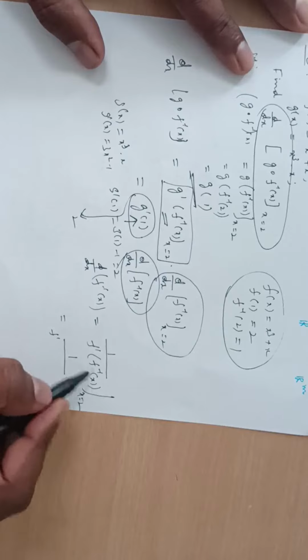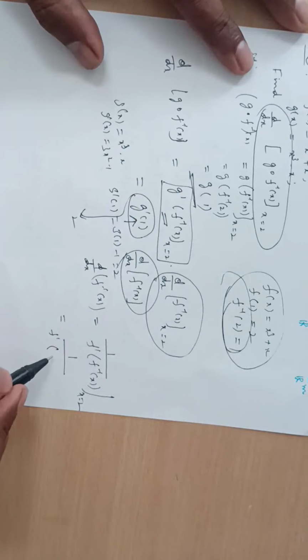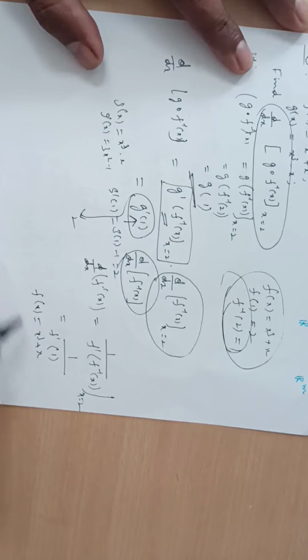So what is f inverse of 2? It is 1. So you plug in this. But what is f of x? It is x cube plus x. What is f dash of x? It is 3x square plus 1. What is f dash of 1?